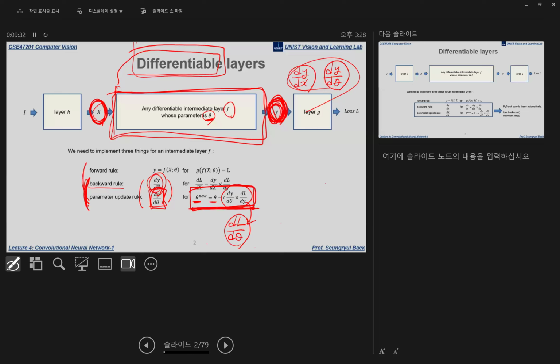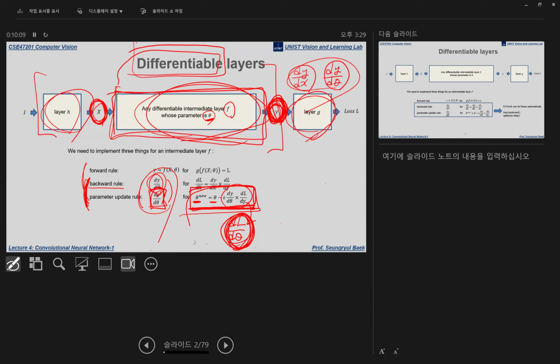And if we can calculate this dL/dθ for every parameter the individual layers have, then the entire deep architecture, regardless of the number of layers, can be trained using gradient descent. And by the chain rule, this dL/dθ is obtainable if the individual layers have these two gradients. Okay, are you guys understanding this?